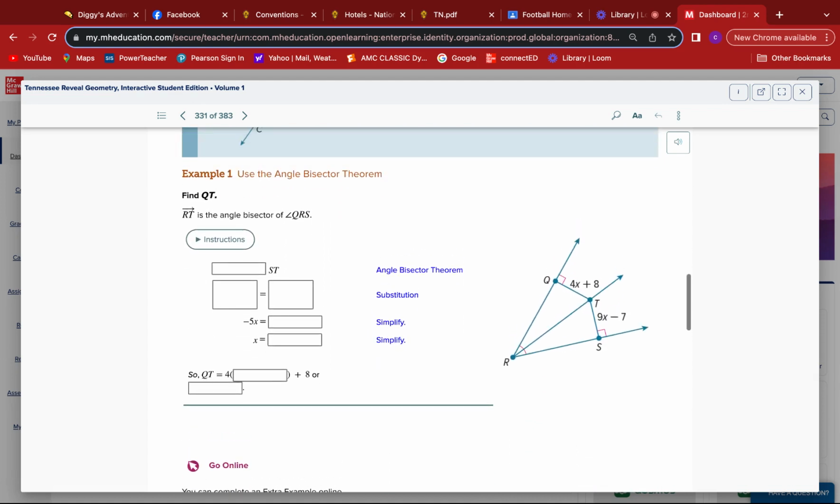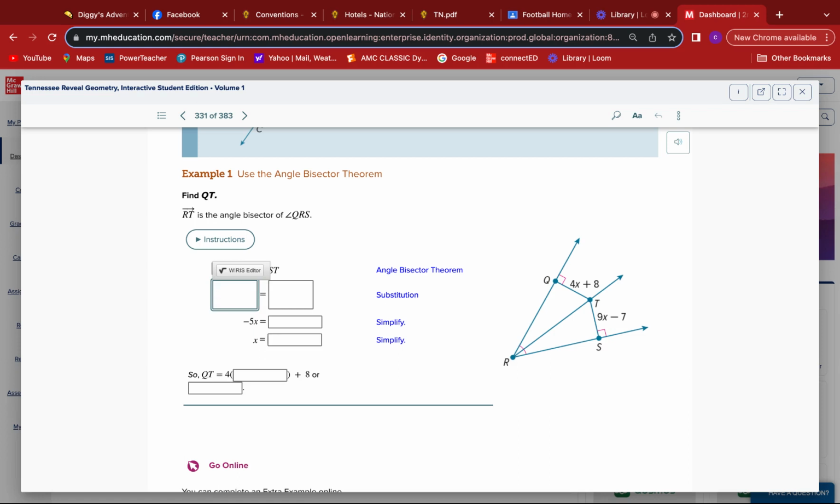All right, this is example number 1, you guys. We're to find QT, which is this length right here. I'm going to use the angle bisector theorem, which means these two things, 4x plus 8 and 9x minus 7, are equal to each other. I'm just going to figure out how they want me to write this. So QT is equal to ST, which would make sense because that's how I'm going to solve this.